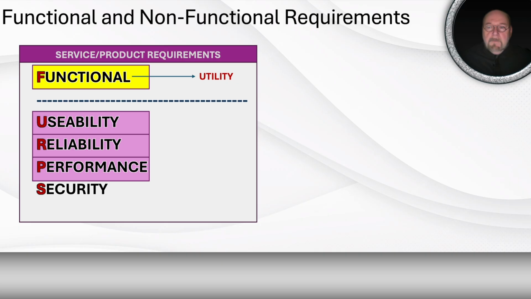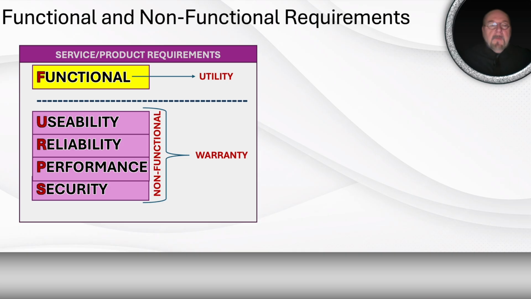Performance. Is it fast enough to do the job we need to get done? And again, security. So those four things in the FERPS model are considered the non-functional requirements. So we have functional requirements, which are associated with utility. And we have the non-functional requirements, which are associated with warranty.